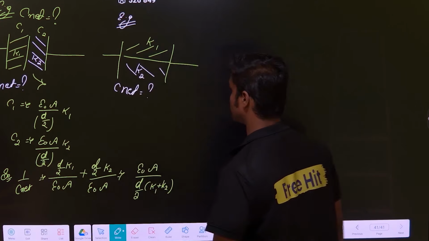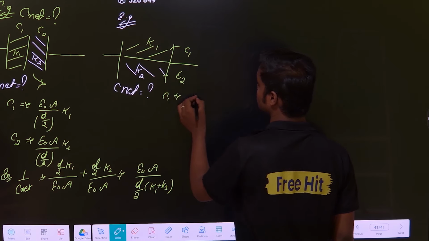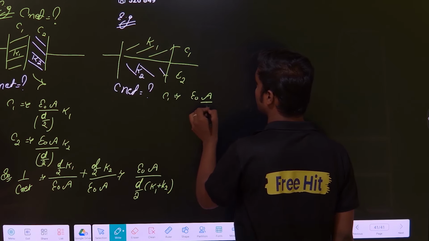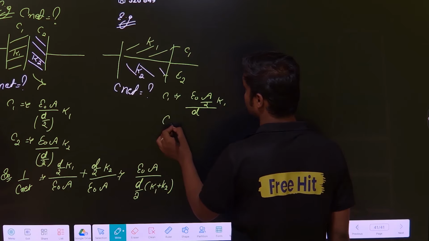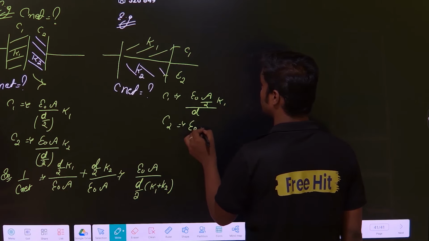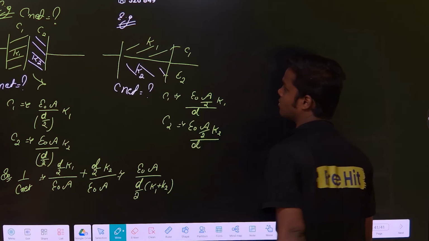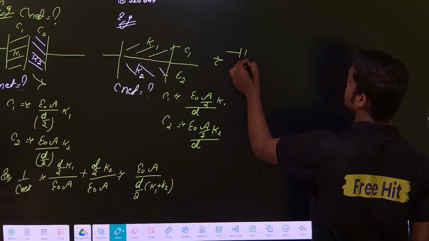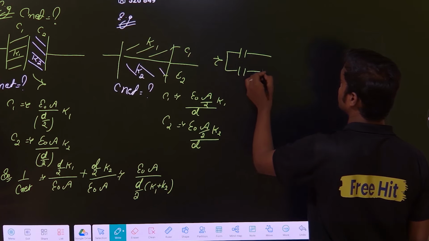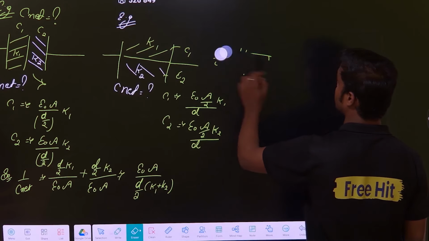So what is my C1? You can take it as C1 and this as C2. What is C1? That is epsilon naught A by 2 divided by D into K1. And what is my C2? C2 is epsilon naught A by 2 into K2 divided by D. Correct? If you have a confusion, you can draw it like this. This is one capacitor, this is another capacitor, they are connected in parallel. That is not a big problem for you.